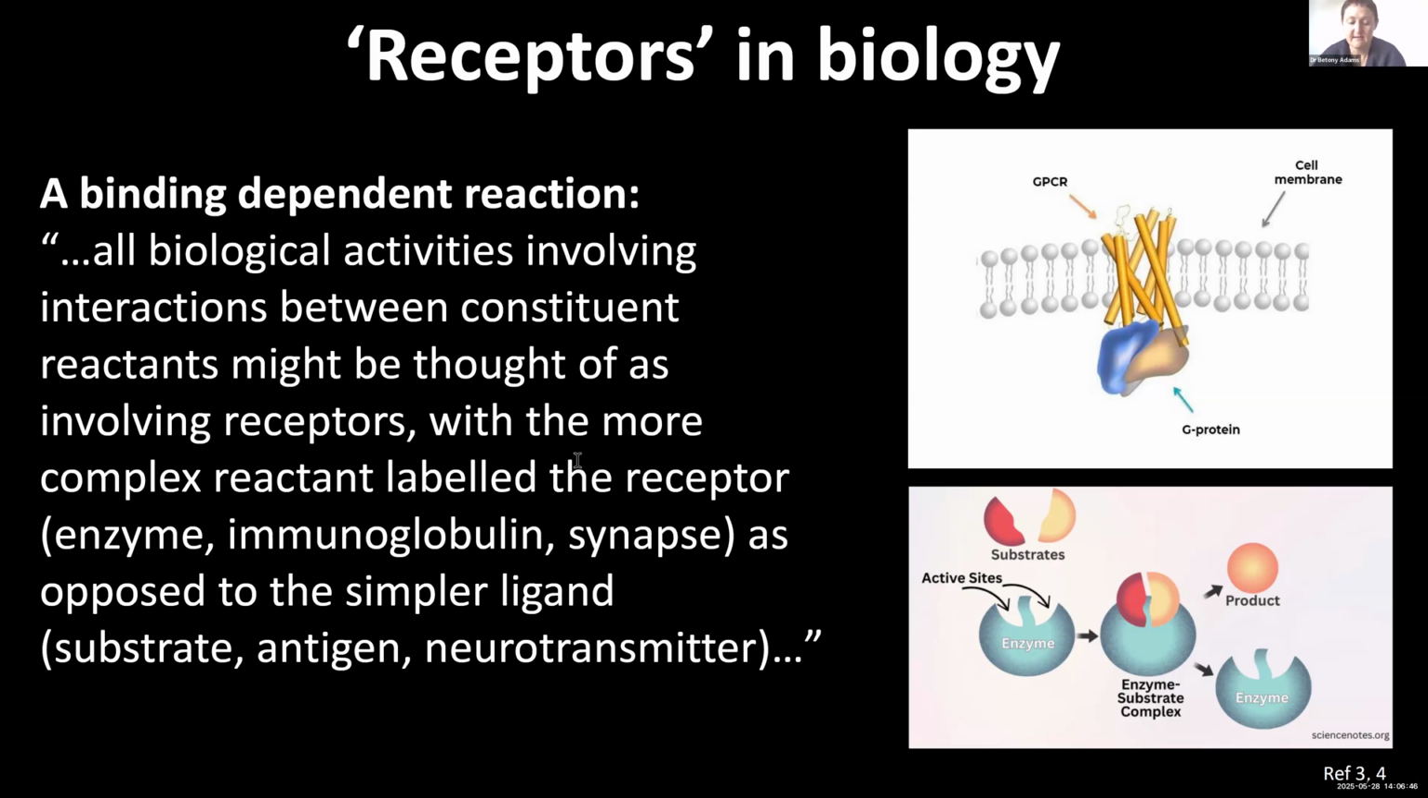all biological activities involve interactions between constituent reactants that might be thought of as involving a receptor and a ligand, with the more complex reactant labeled the receptor, like an enzyme or a receptor in a synapse or immunoglobulin, as opposed to the simpler molecule, which is then labeled the ligand. So that would be like an antigen or neurotransmitter. I like to think of this as a sort of controlled catalysis that results from these specific binding reactions, which makes receptor-ligand function absolutely central to biology and really an interesting topic.